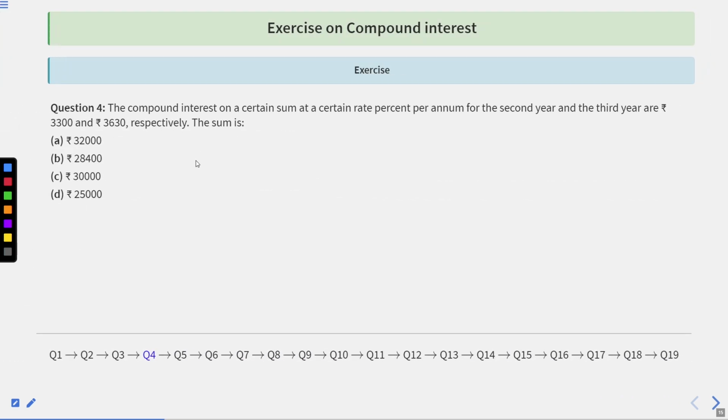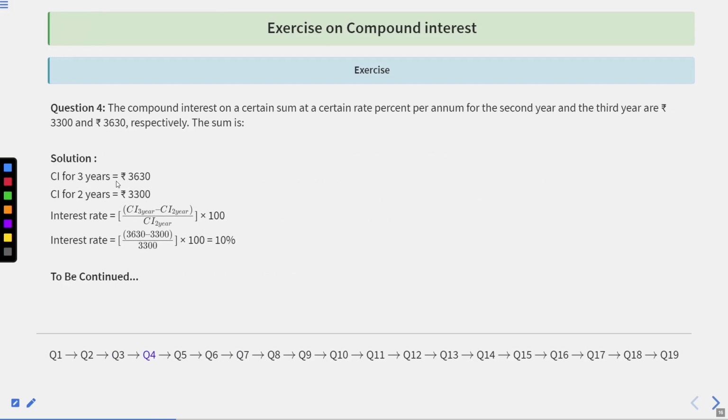Question number 4. The compound interest on a certain sum at a certain rate percent per annum for the second year and the third year are 3300 rupees and 3630 rupees respectively. The sum is?